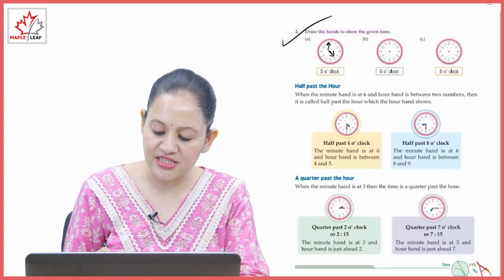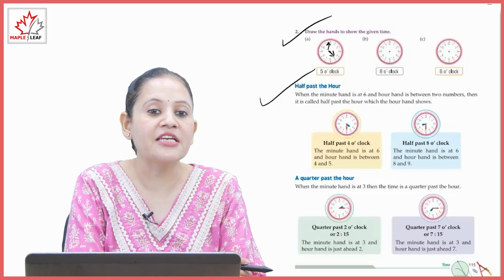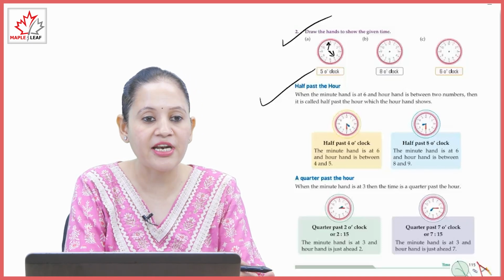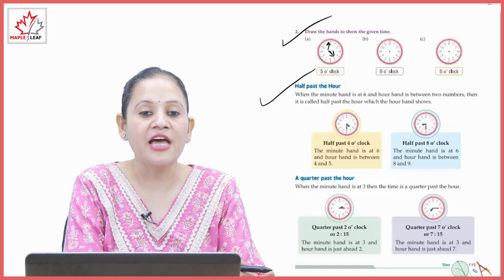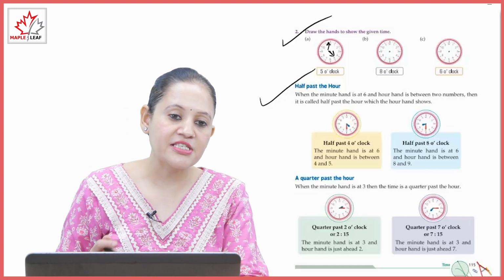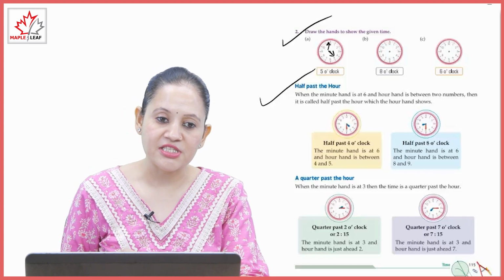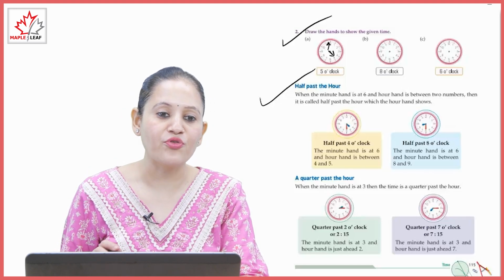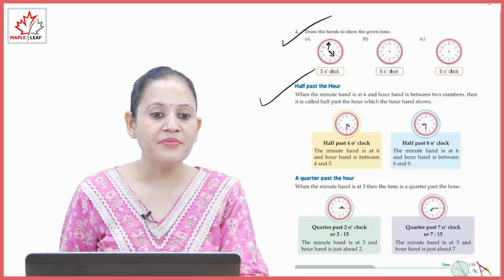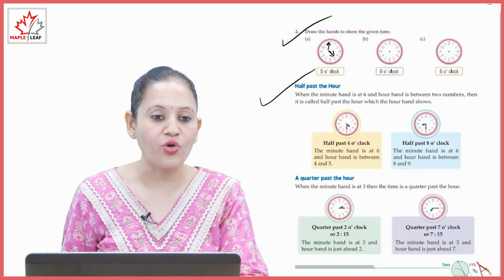Next is half past the hour. When the minute hand is at 6, half past पे minute hand हमेशा किस पे होगा? 6 में. Then we'll write the time as half past. And the hour hand is between the two numbers. Then it is called half past the hour which the hour hand shows. Here you can see the minute hand is on 6 and the hour hand is between 4 and 5. So time कितना हो जाएगा? Time here is half past 4 o'clock.